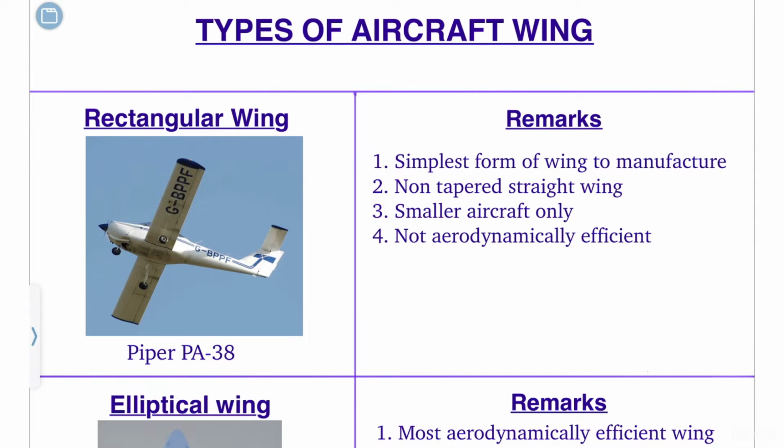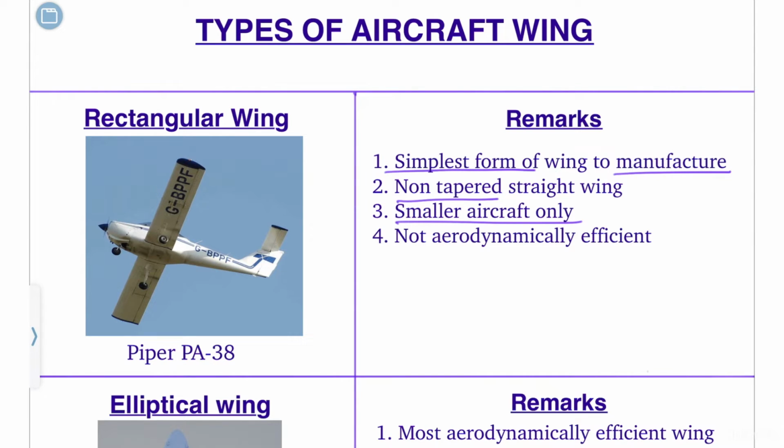So first is the rectangular wing. It is the example of a Piper PA-38, which is a small trainer, fixed wing aircraft. They are the simplest form of wing, which is easy to manufacture. They are being utilized in smaller aircraft only. It's a non-tapered straight wing.